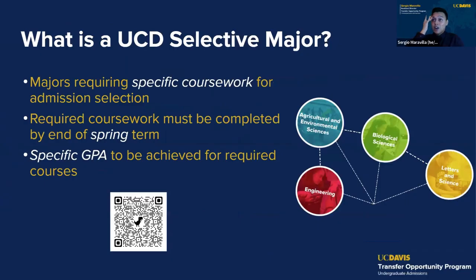Now, all the majors in the College of Engineering are what we consider selective majors. Selective majors at UC Davis have additional course requirements and additional GPA requirements due to the selectivity and also the limited space that we have for the program. And again, all the majors in the College of Engineering are selective majors.